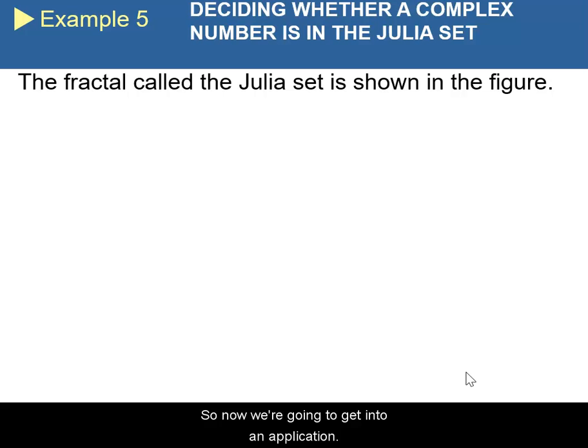So now we're going to get into an application of polar forms, complex numbers, which is called fractals. Okay. So fractals are super interesting. If you've never seen them, I'm going to pull away for this for a second. But basically what a fractal is, is something that repeats itself. So no matter how much you zoom in, you will get into a repeating form of what it is that you have.